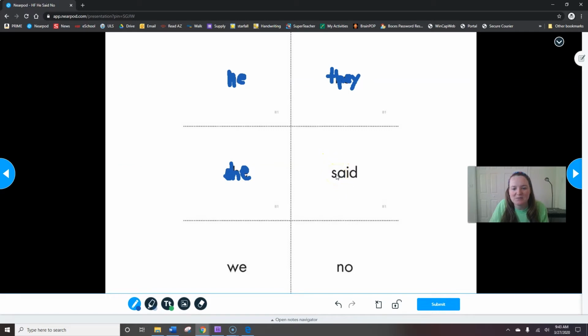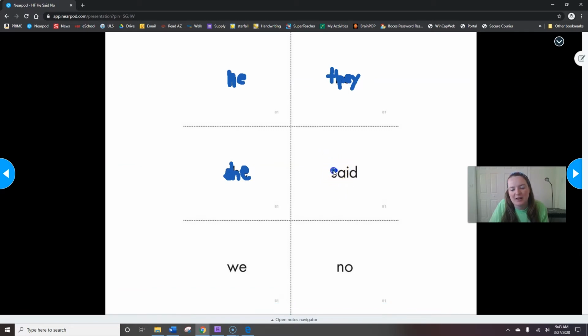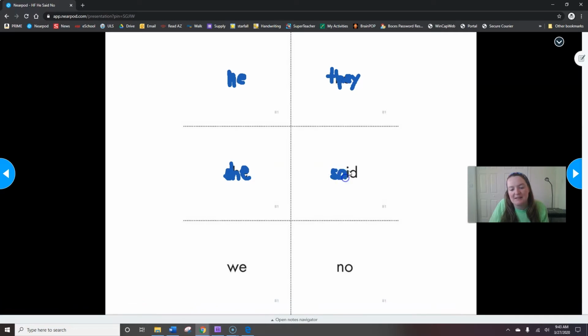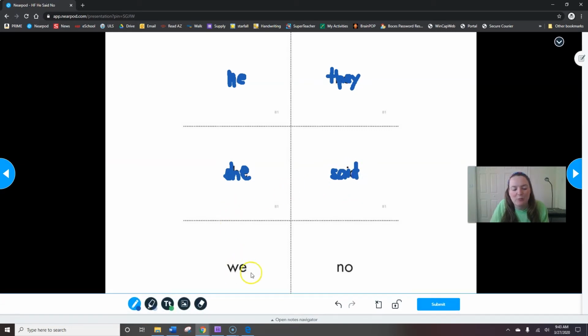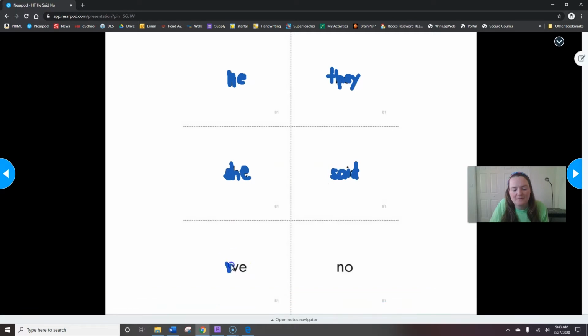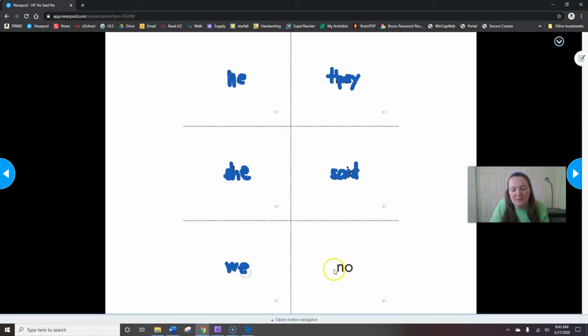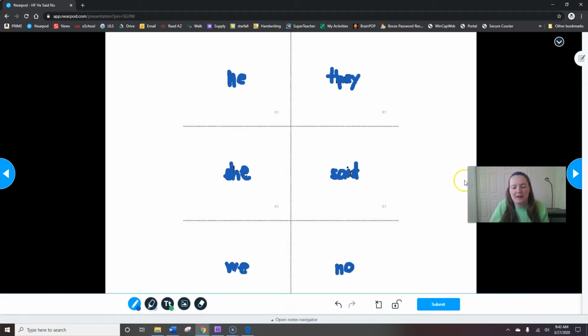Now we have said, that's what we use when somebody is talking, and we're saying what they said. Like Miss Megan said, I don't have homework today. Okay, and here we have we. So we're going to read, and then we're going to do some matching activities for each page. And the last one is no. Okay, when you're done tracing the words, if you need more time, you can pause the video. But if you're done, hit submit.